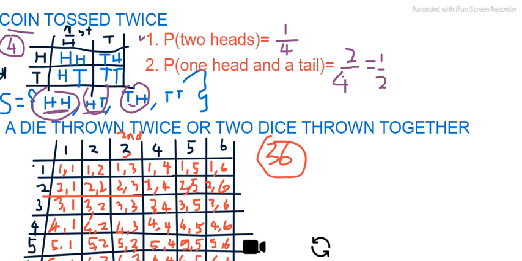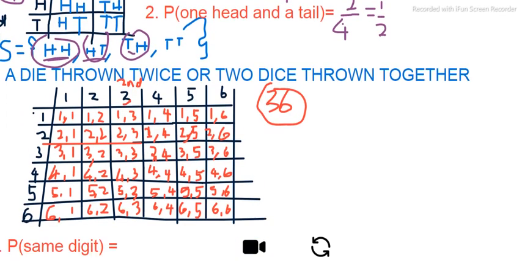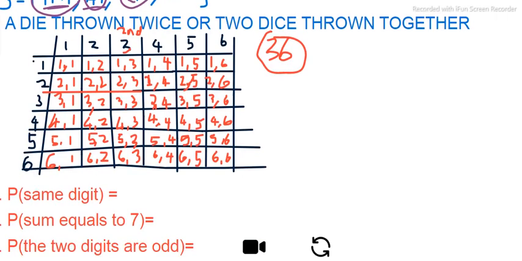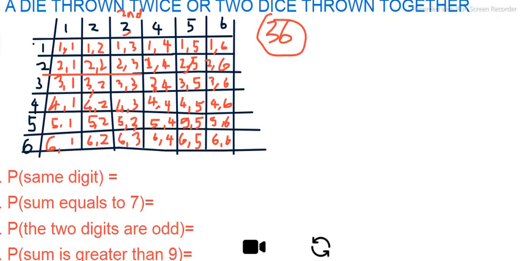Now we look at that of a die thrown twice, or 2 dice thrown together. Already we have the table here. We have 36 possible events. If we count in total, we have 36 possible events. So that means for any question we are asked here, our answer will be over 36. Do you understand that? Now let's look at the following questions, the ones I've highlighted here.